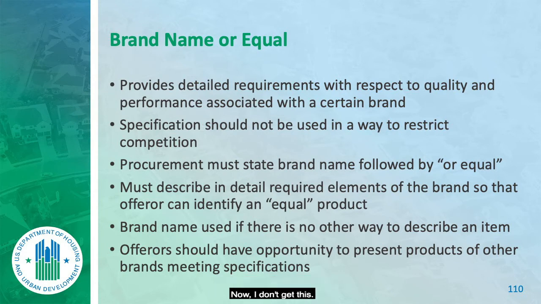Now, I don't get this. I do not receive this as a part of the bid. I receive it from the winning bidder only. And if that winning bidder gives me something that does not meet the standards, I will throw them out and go to the next bidder, or give them another chance to meet it, whichever is appropriate.